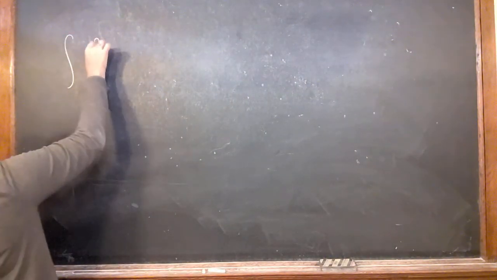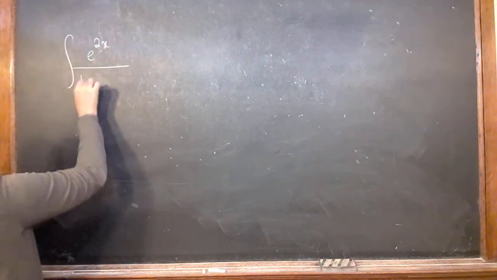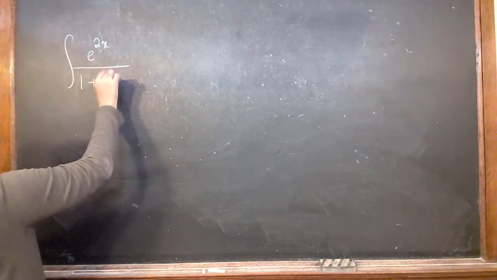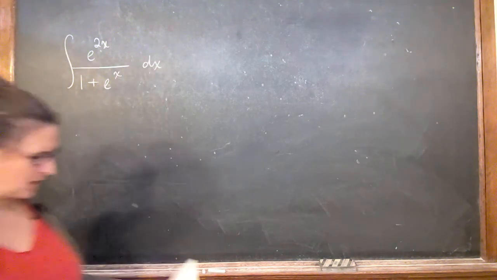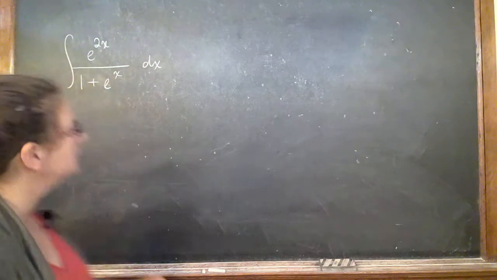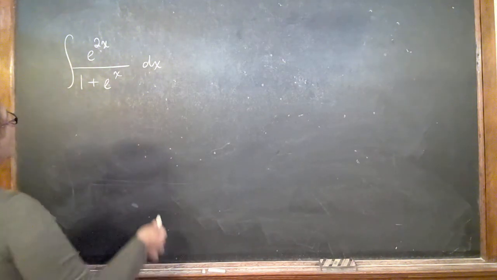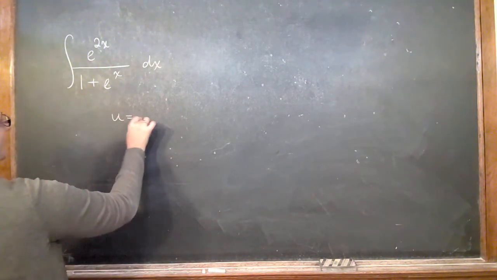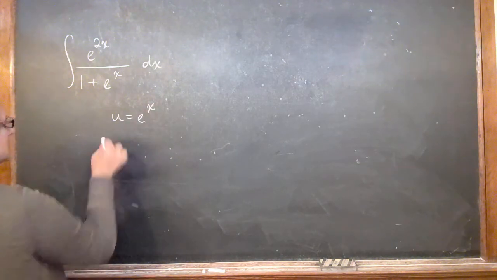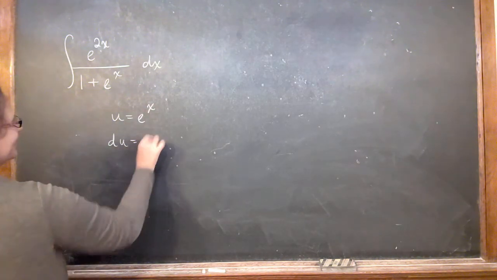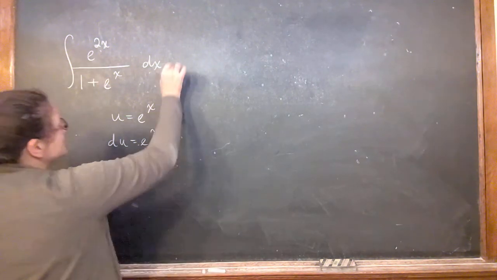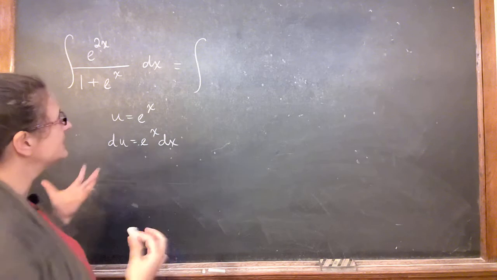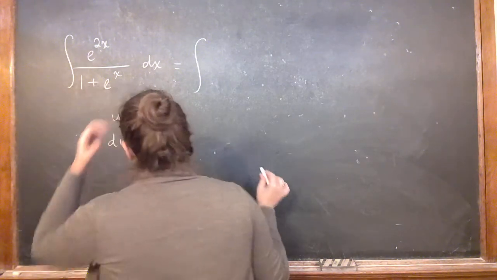This one should look familiar to you because we did something like this on a worksheet. You can kind of see the same thing, right? You want to let u be e to the x. Then du is e to the x dx. Notice you've got, though, e to the 2x in the top here. So I just wanted to point that out.